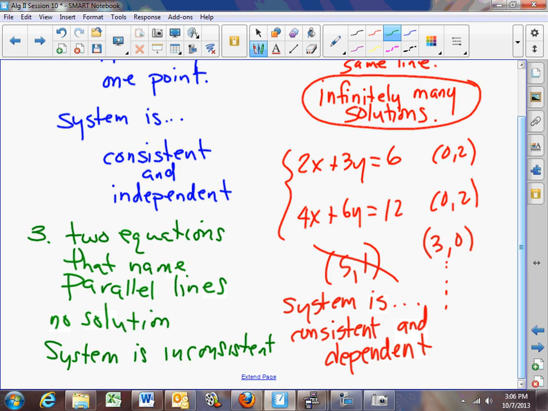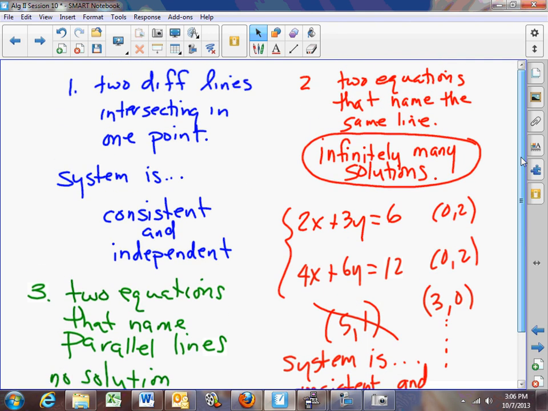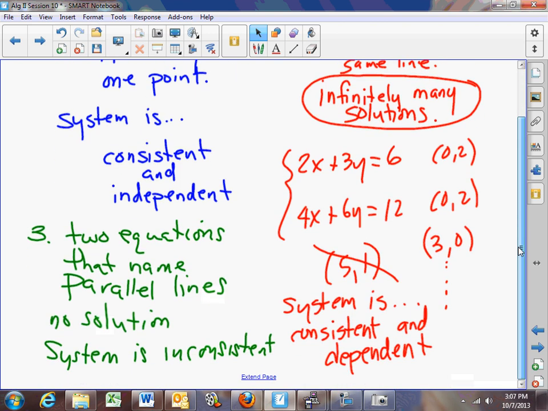So there are three types of occurrences. We have systems that give us a one-point solution. The lines intersect in one point. The system is consistent and independent. We have systems where the two equations really are the same equation. They just look different to start off. And they name the same line. We have infinitely many solutions. We say the system is consistent and dependent. And then if we have two equations that name parallel lines, they don't intersect, there's no solution, we say the system is inconsistent.